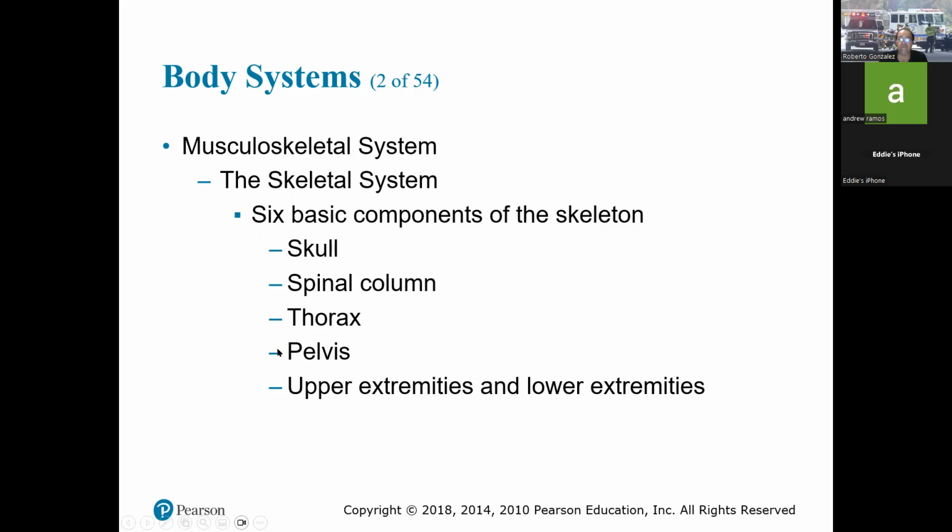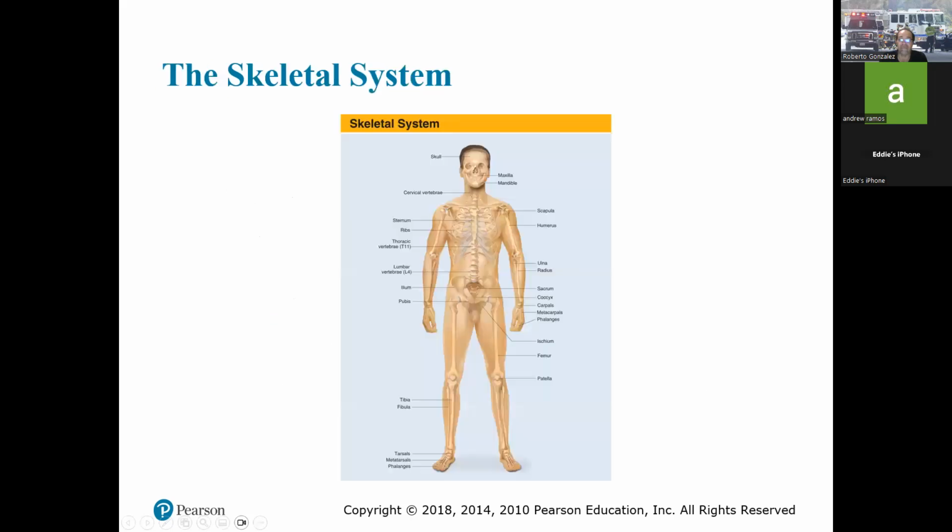Okay, the skeletal system has 6 basic components of the skeleton. You have the skull, spinal column, thorax, pelvis, and upper extremities and lower extremities. And basically, this is the anatomical picture of what they are. You have the skull, with all the bones of the skull itself. You have the cervical section of the vertebrae. Then you have the thoracic section where the ribs are located. After the last rib, you have the lumbar. Then you have your sacral. And then your coccygeal area, which basically is your, I guess, vestigial monkey tail.